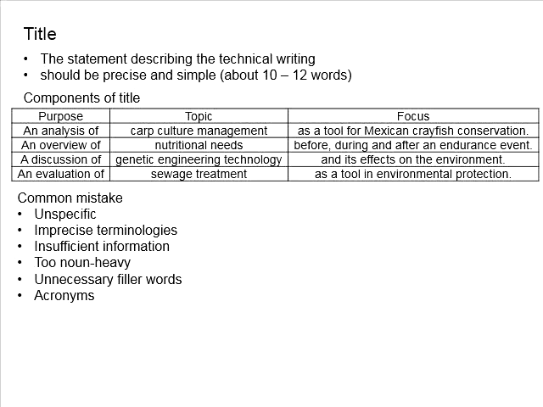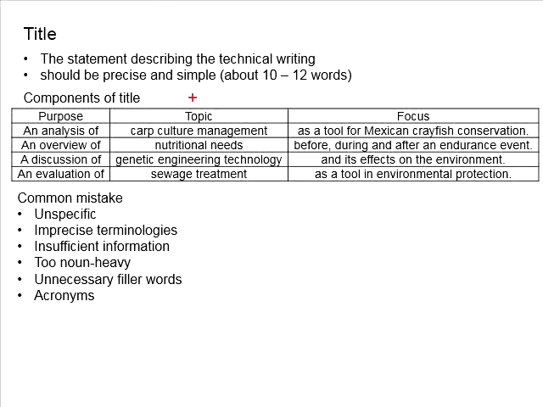Now let us look at the typical components of the title. There will be purpose, topic, and focus. Here are some examples of titles in accordance with their components. The purpose here provides information regarding the type of research or the purpose of the research study, whether it is in the mode of analysis, providing an overview, giving a discussion, or performing an evaluation.